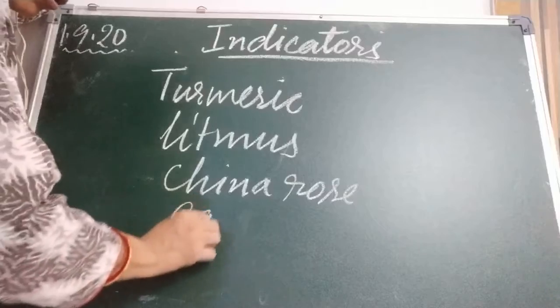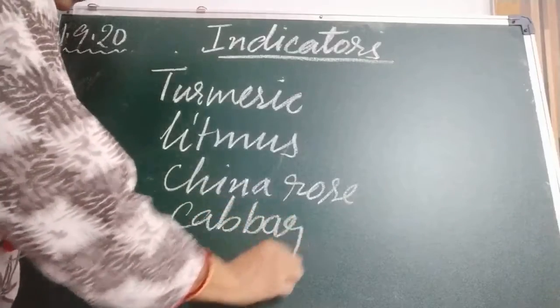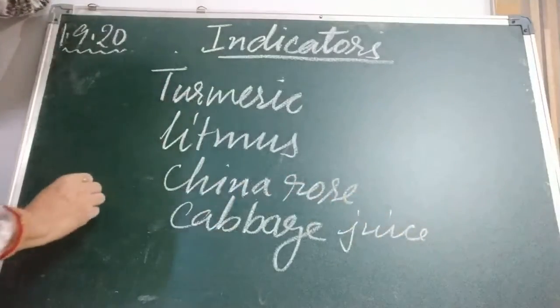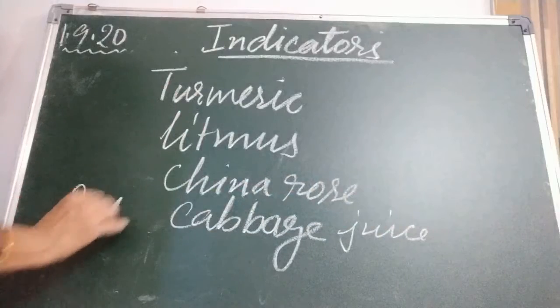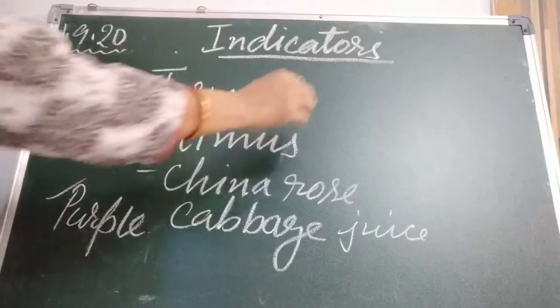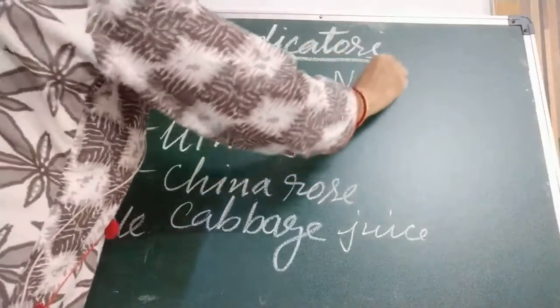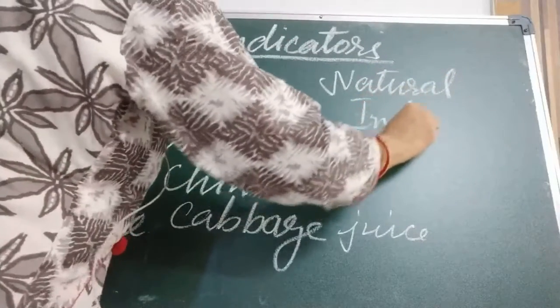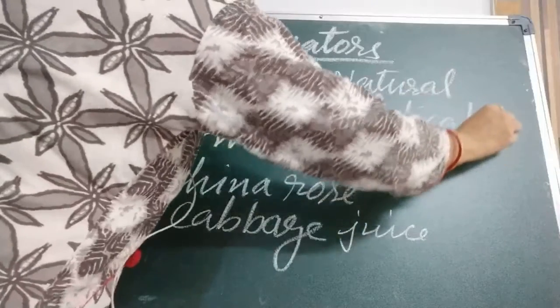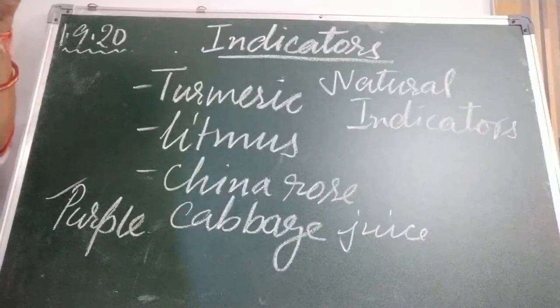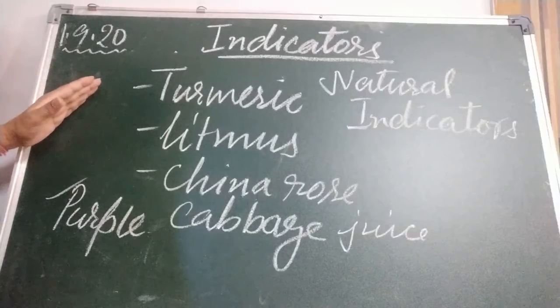Cabbage juice is also there. Purple cabbage. Have you heard about purple cabbage? Purple cabbage juice. All these four which I have told you are natural indicators. So there are some naturally occurring indicators.